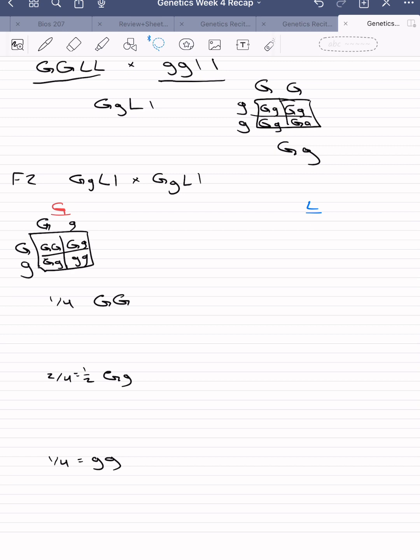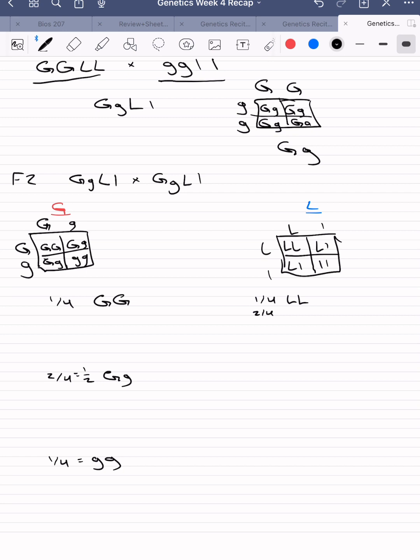Now, the cross for the L gene will give us the same results, since it's also heterozygous crossed with another heterozygous individual, big L, a little l. So we're going to have 1 out of 4 big L, 2 out of 4, or 1/2, big L, little l, and 1 out of 4 with little l.